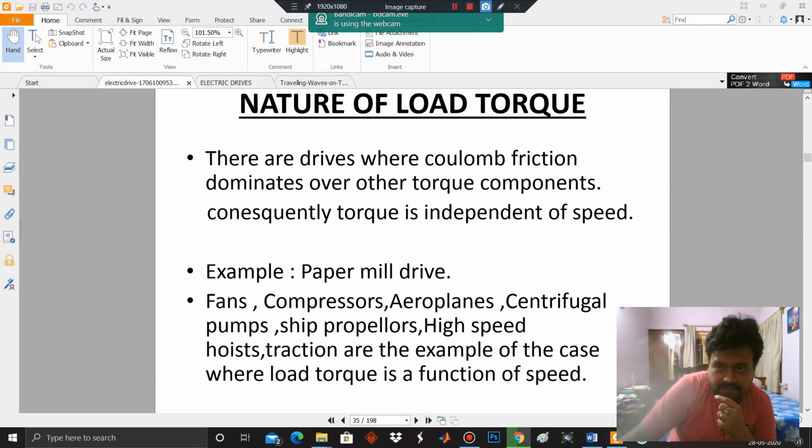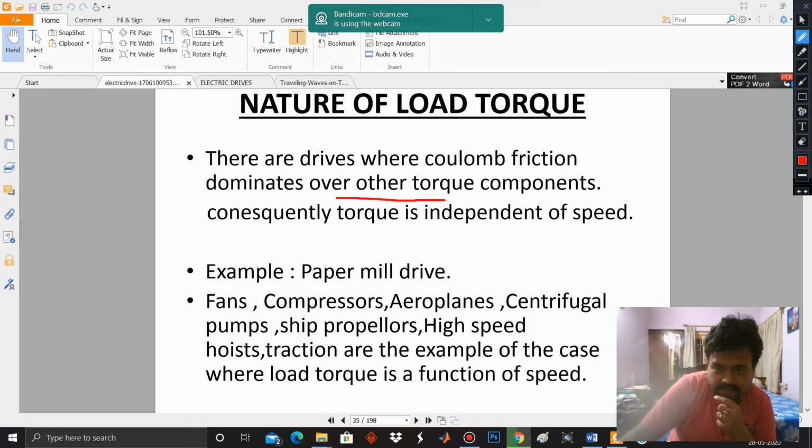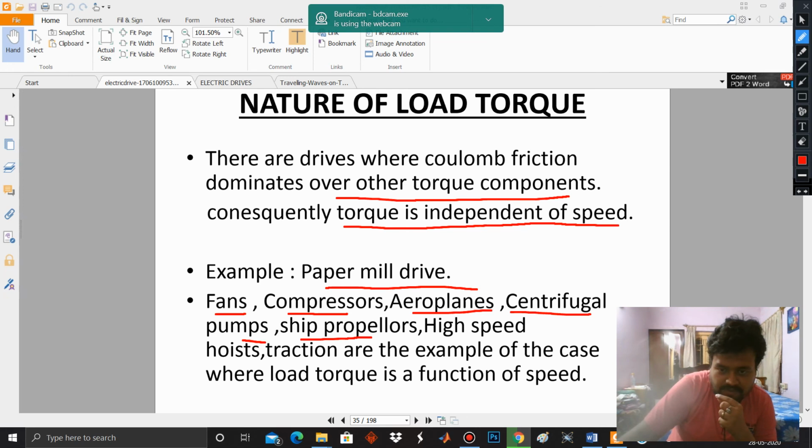There are drives where Coulomb friction dominates over the other torque components. Consequently, the torque is independent of speed. Example: paper mill drive, fans, compressors, aeroplanes, centrifugal pumps, ship propellers, high-speed hoists. Traction is an example of the case where load torque is a function of speed. So in most cases it is a function of speed, for high-speed hoists.